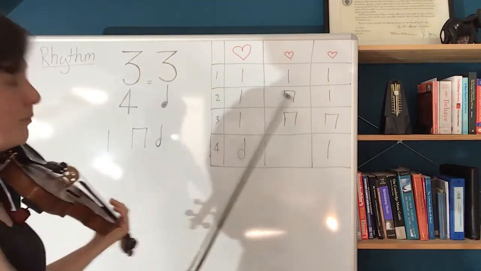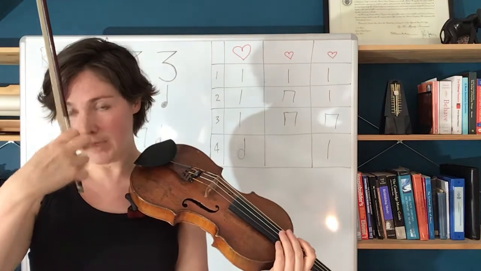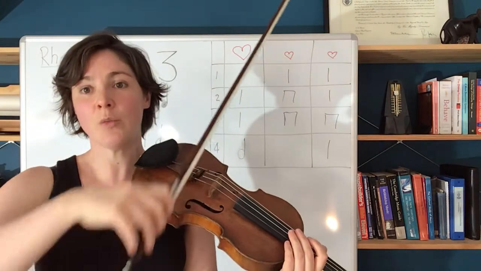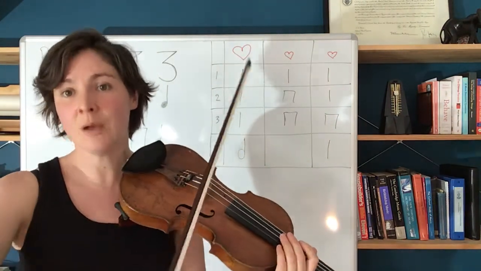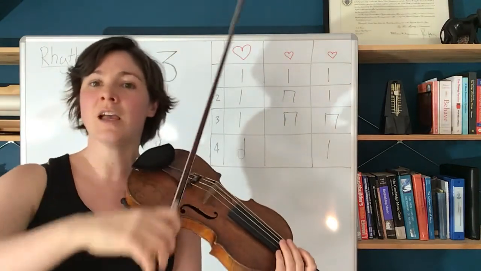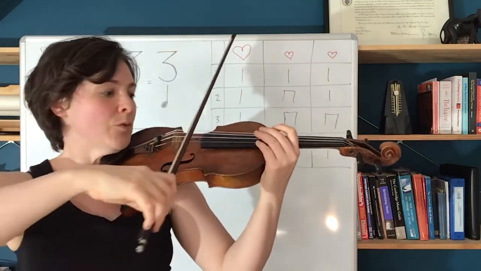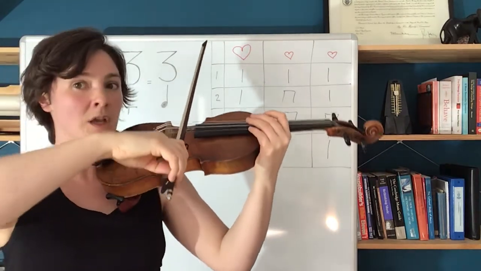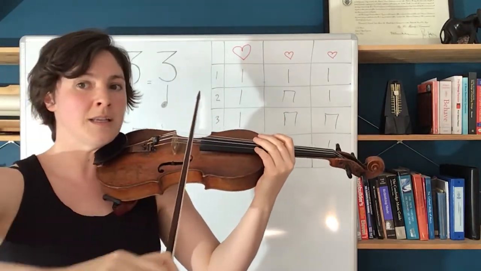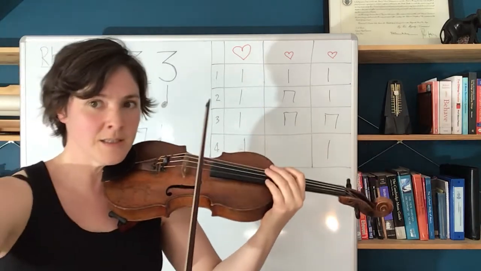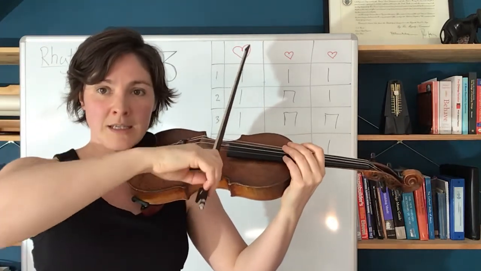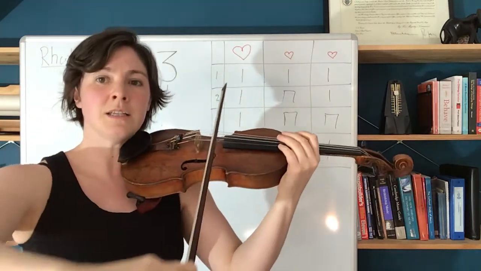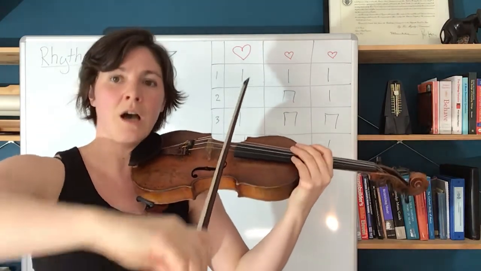The next one has the same issue as the first one, that we have the strong beat. First time it comes is on a down bow, but next time it comes in the next bar, it's on an up bow. So we want to keep that same weighty feeling in the first beat of the bar. So we go ta, ti, ti, ti, ti, ta, ti, ti, ti, ti.